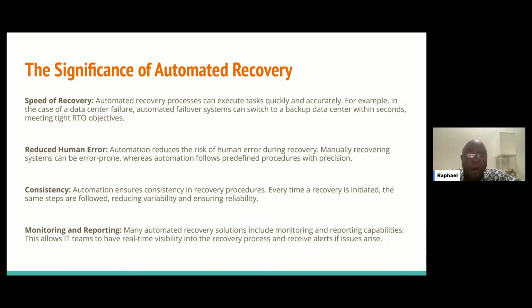Automated recovery processes can help to execute things quickly and even more accurately. For example, in the case of a data center failure, automatic failover systems can switch to a backup data center within just seconds, and this will meet your RTO objectives.